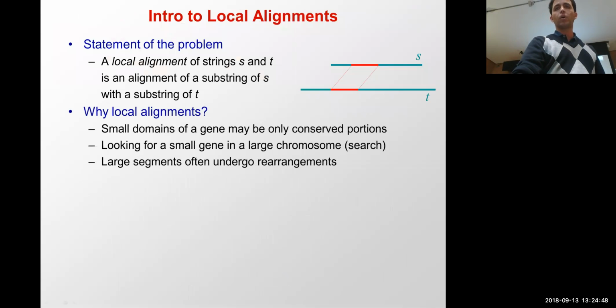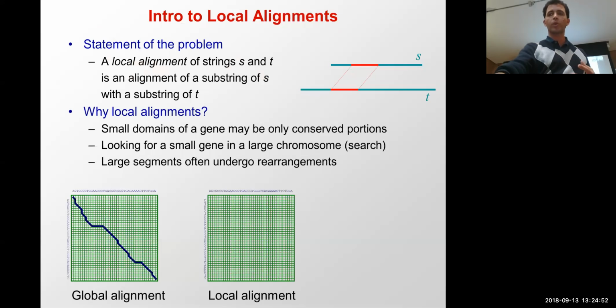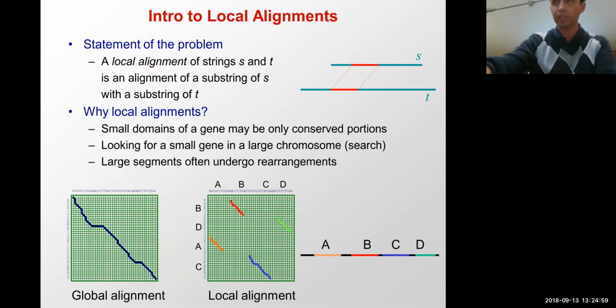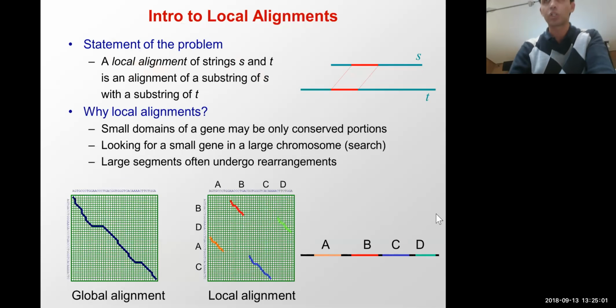And then also, large segments can undergo rearrangements. So I may end up with something like this, which is equivalently seen as something like that. A, B, C, D are 4 segments here. In one sequence, A, B, C, D was in order. In the other sequence, it was flipped to B, D, A, C, which can also be visualized as such.